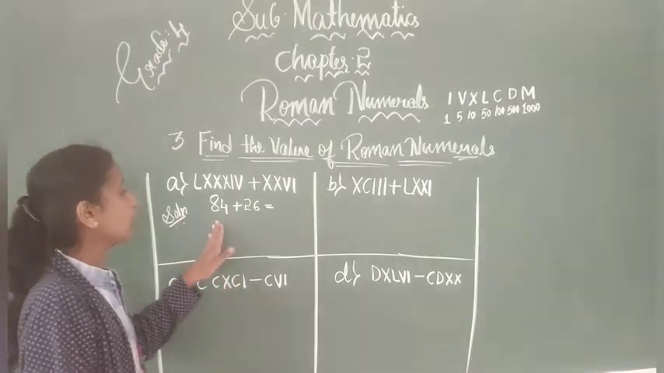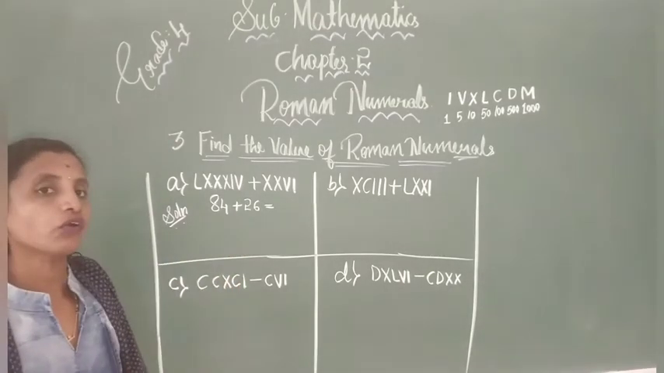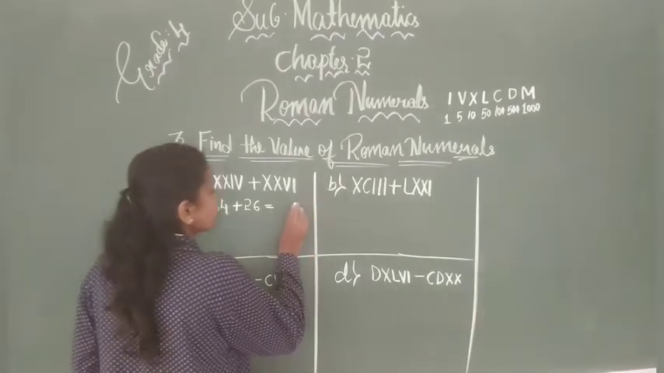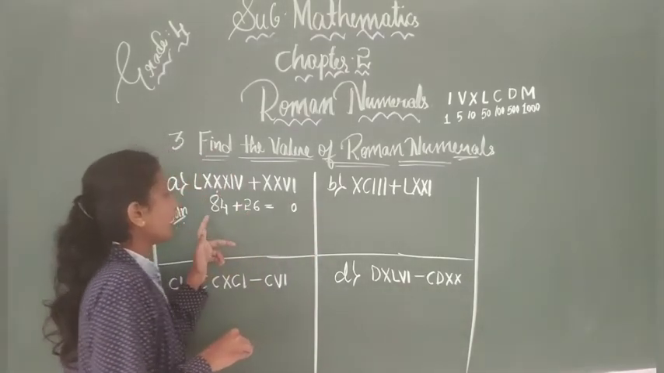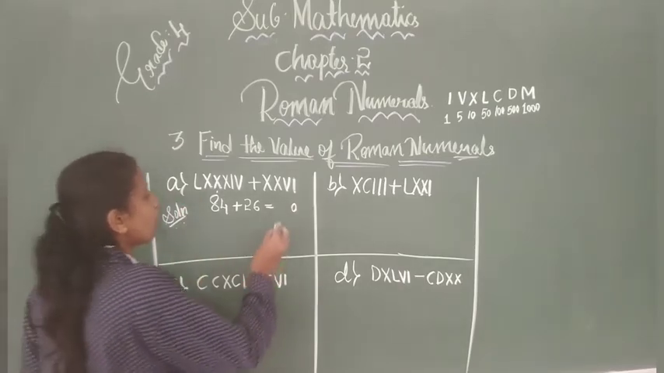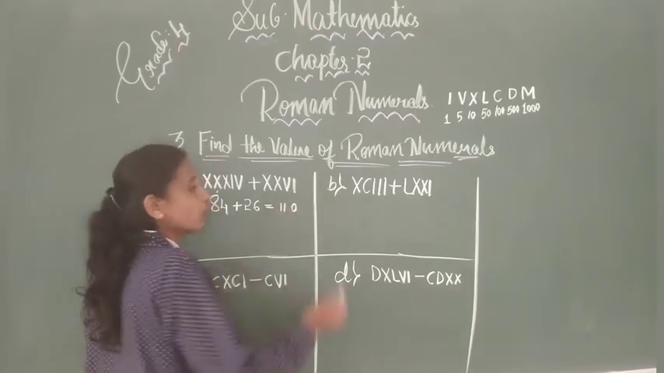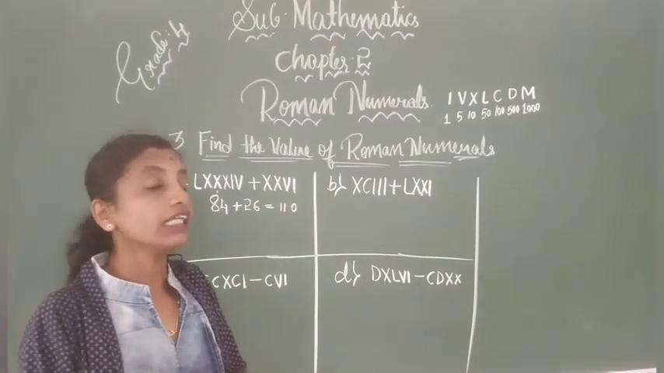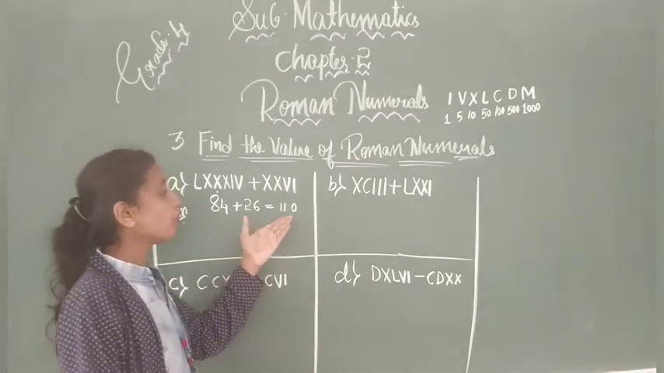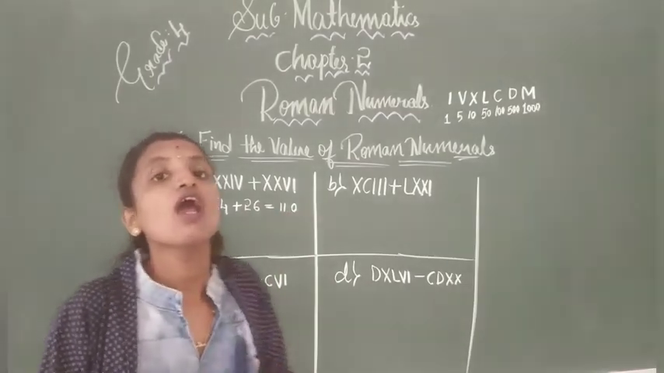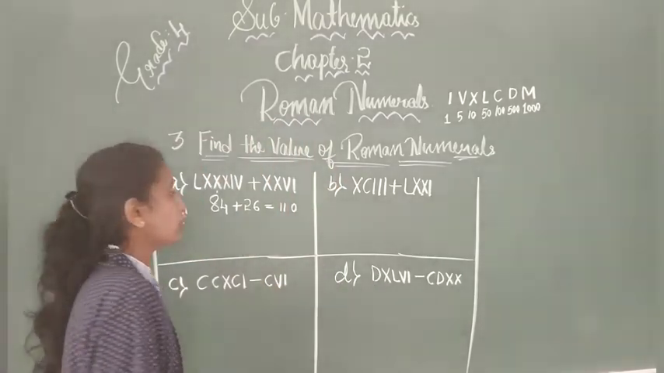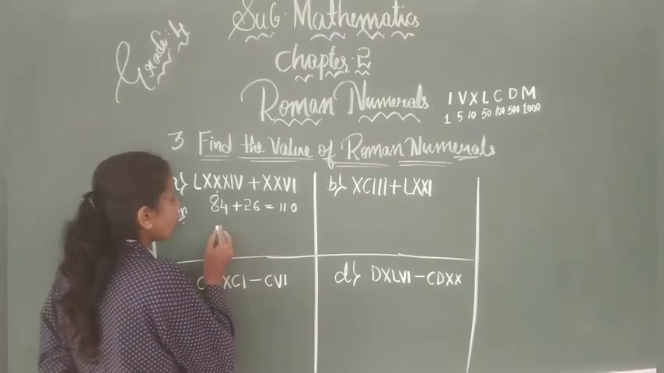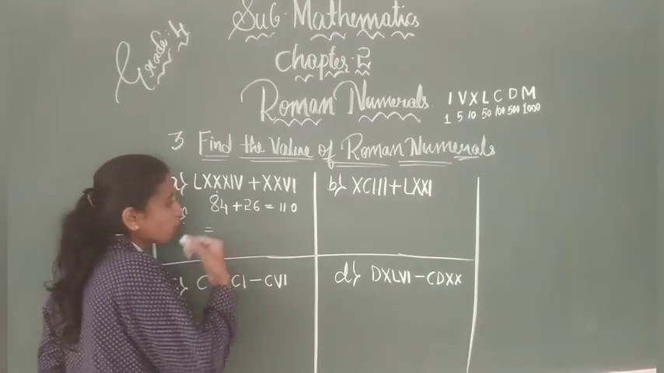84 plus 26 is what? 6 plus 4 is 10, 0, 1 carry. 2 plus 8, 10. 10 plus 1, 11. So the answer was 110. Then you have to write this 110 in a Roman number. How to write 110 in a Roman numeral?